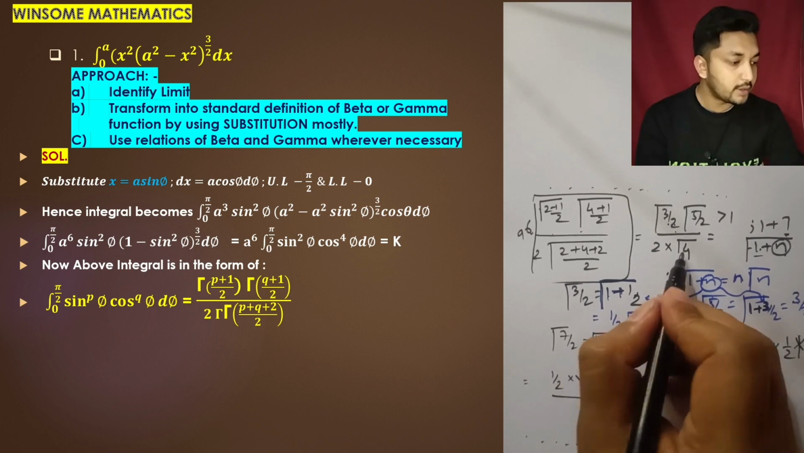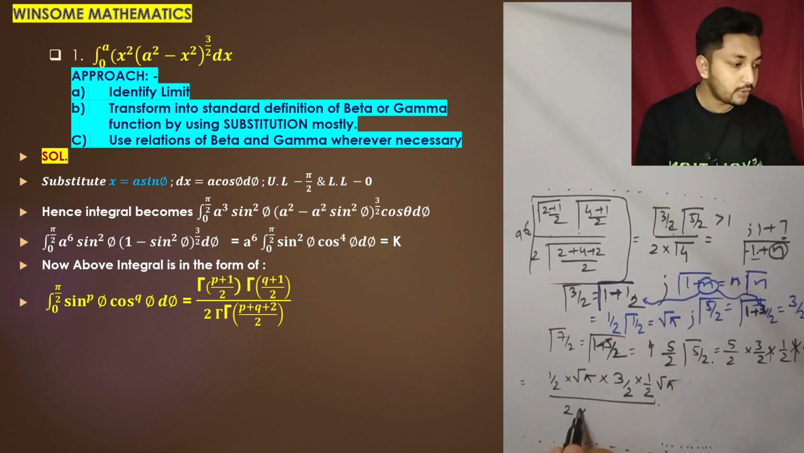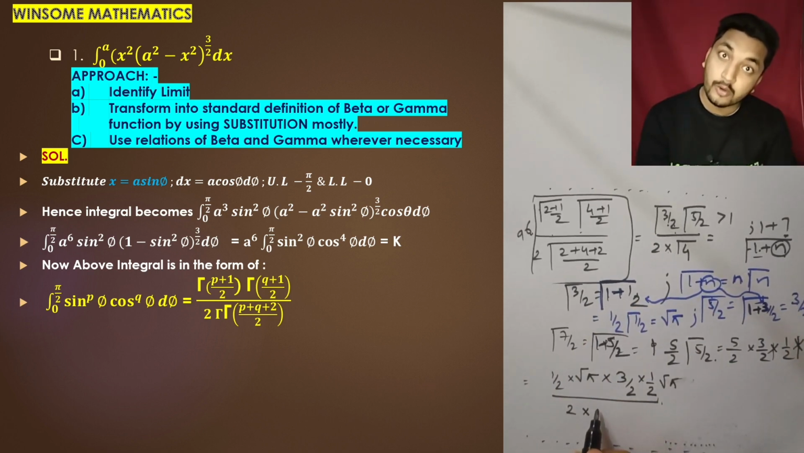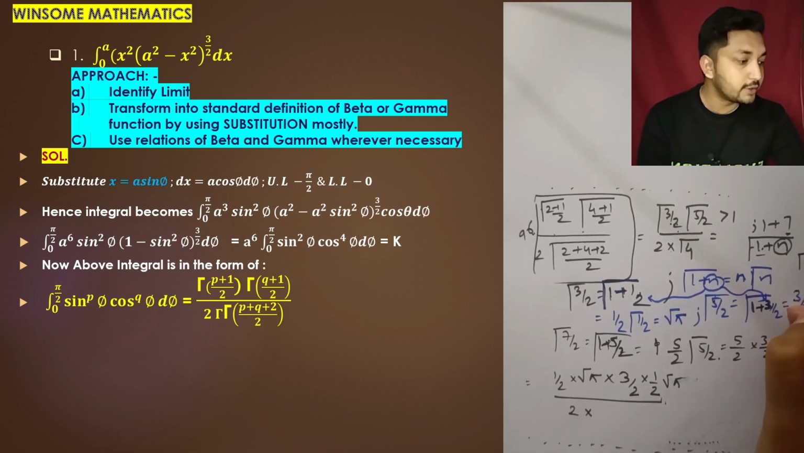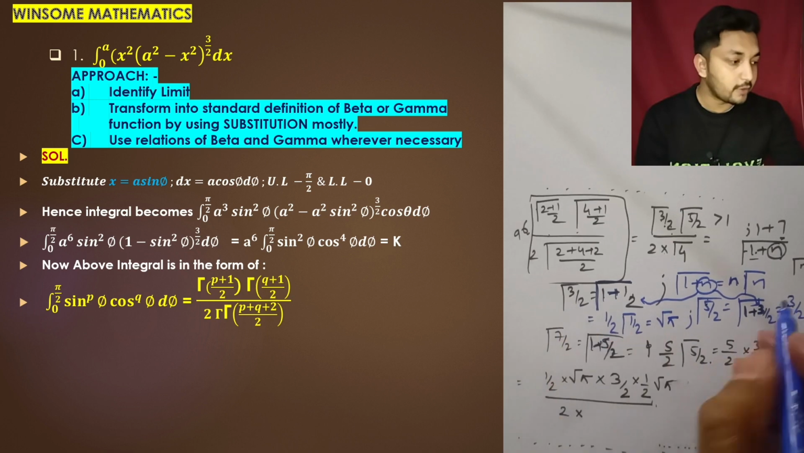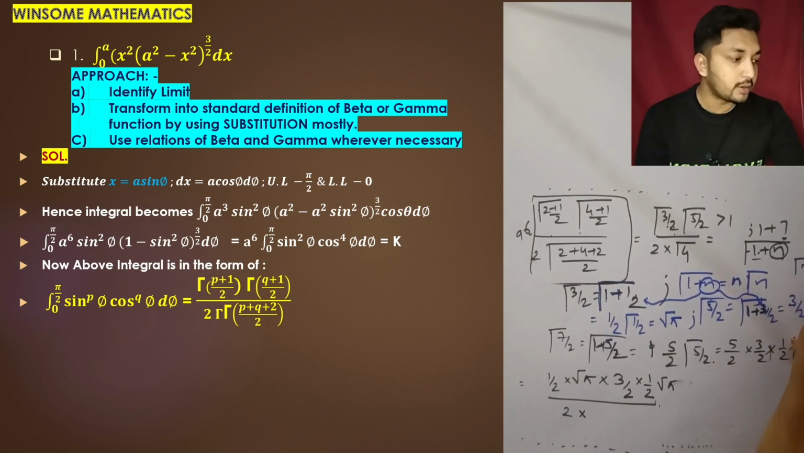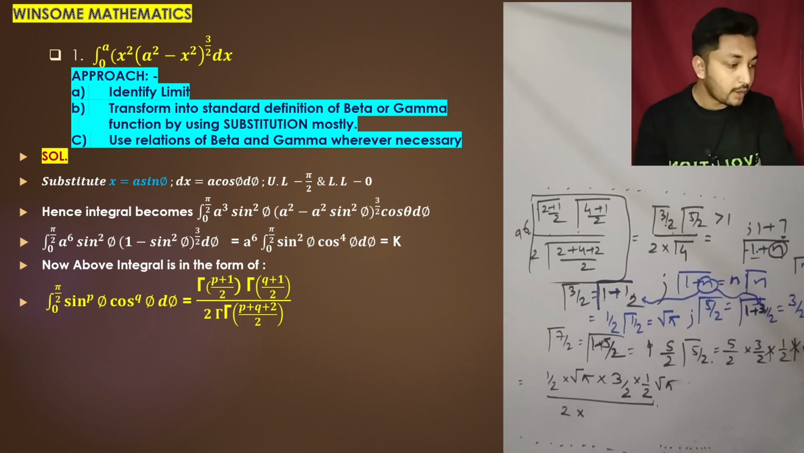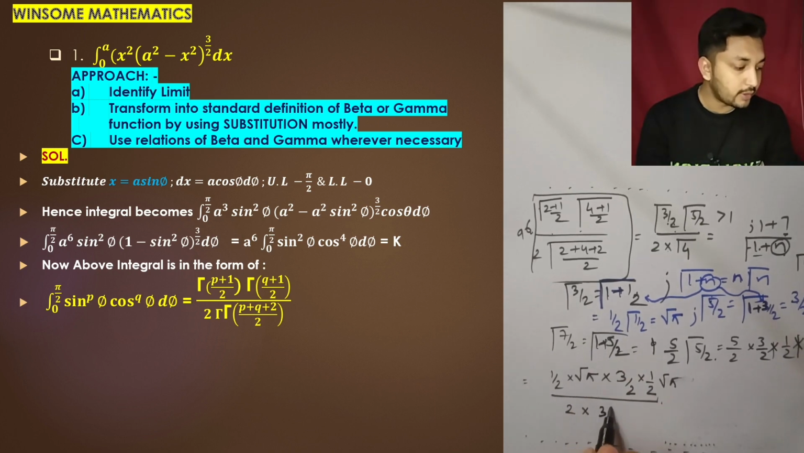Okay, upon this is what? 2 into what? Gamma 4. We know that gamma n is equal to what? Gamma n is equal to, yes, (n minus 1) factorial. This is very important: (n minus 1) factorial. So gamma 4 is 3 factorial.